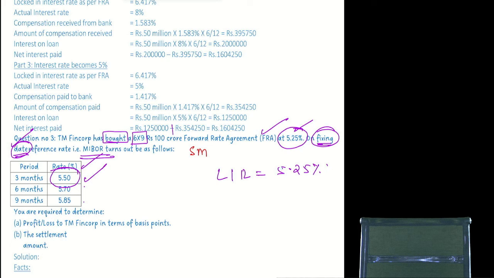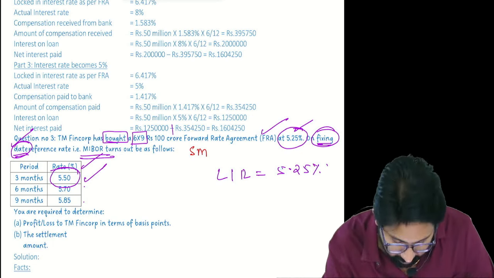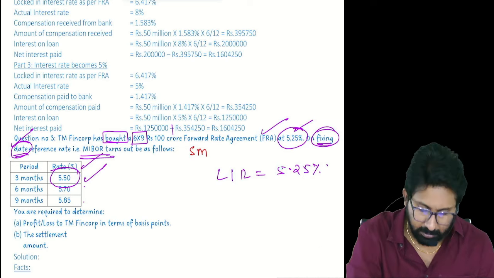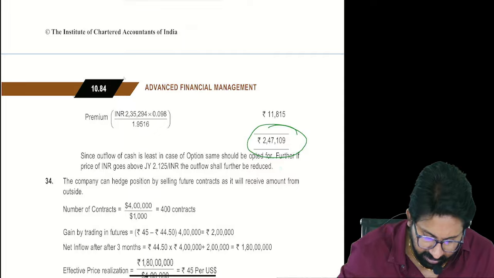0.25 percent. Percent is not a profit; it should be multiplied with some amount. What is that amount? 100 crores. So multiply 100 crores into 0.25%. That is for 1 year. The contract is for how many months? 3 months, so multiply by 3 by 12. The answer is 6,25,000.